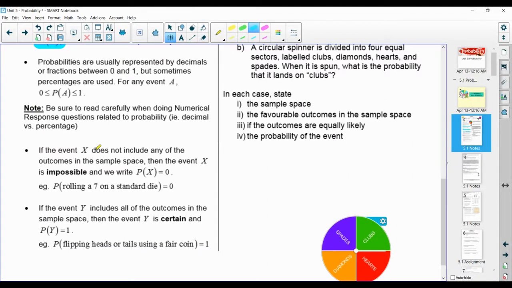Now, if the event X does not include any of the outcomes in the sample space, then that event is impossible. And we would write that the probability of the event is 0. So the probability, for example, of rolling a 7 on a standard die is 0 because there's no 7s on the dice. If event Y includes all of the outcomes, then it's considered a certain event and the probability of Y is 1. So for example, probability of flipping a heads or a tails using a fair coin, well, that's a certain event. We're either going to get heads or we're going to get tails. So there's a 100% chance or a 1 probability that we're going to get a heads or tails when we flip a coin.